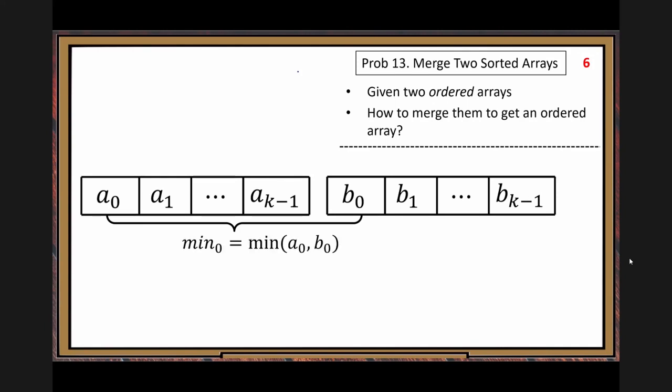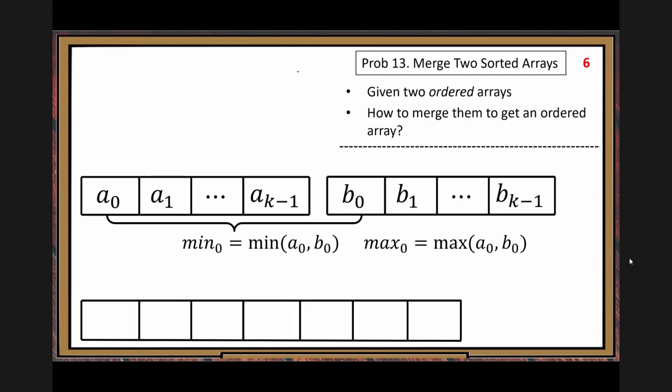After one comparison, let's use min 0 to represent the minimum of those two elements, A0 and B0. Max 0 represents the larger one between A0 and B0. We know min 0 should be in place in our destination array. This is an empty array holding all the elements that are in place from the given data. So one comparison, you put one element in place.